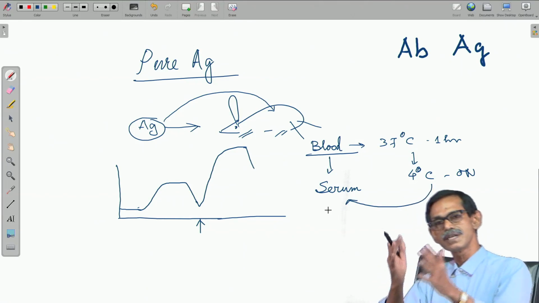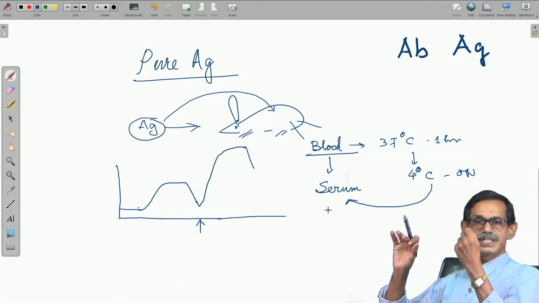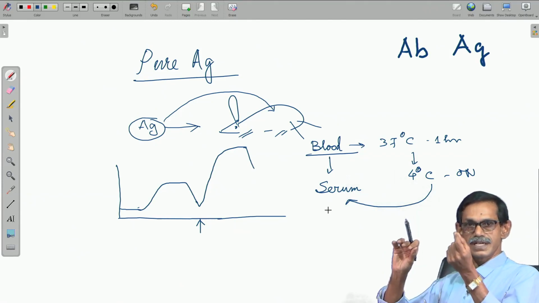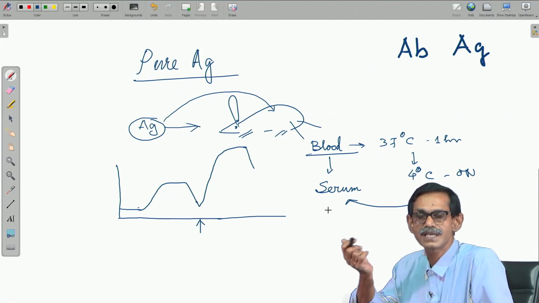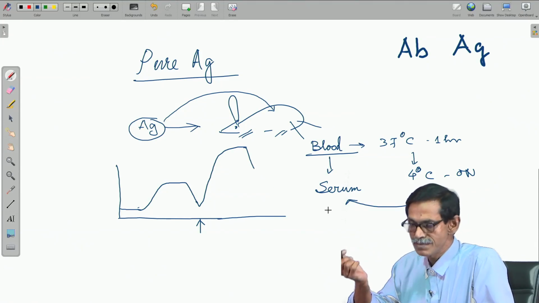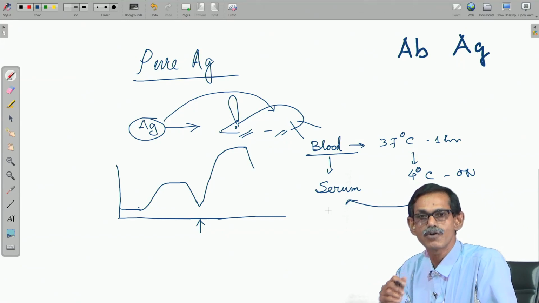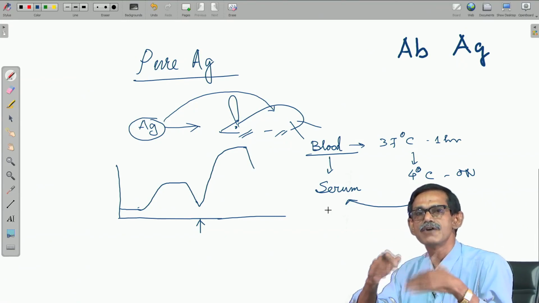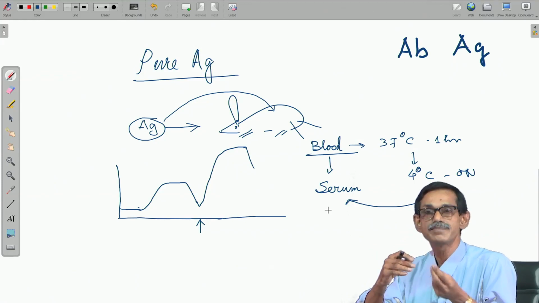So, what happened, all the clotting factors are separated by that. This serum contains the antibody, and this antibody we can purify. The serum can be used directly for different techniques, or in some cases where we need very good quality antibody, or some techniques need pure antibody.